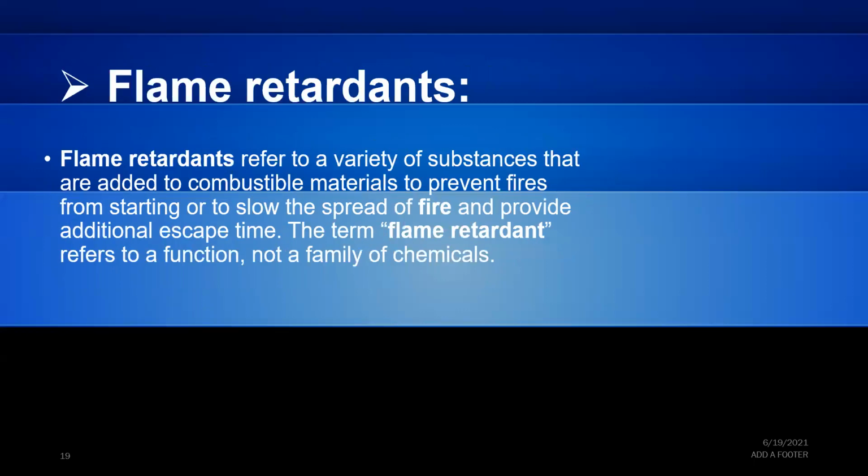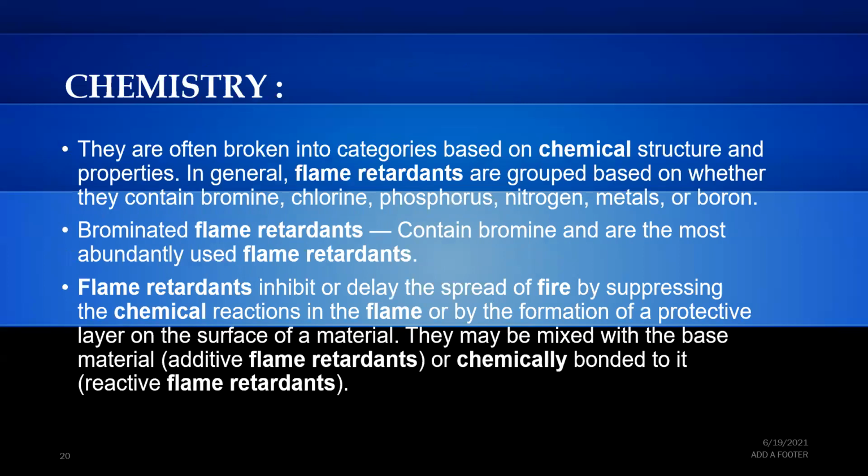And next is flame retardant. Flame retardants are a variety of substances added to combustible material to prevent fire from starting or to slow the spread of fire, providing additional escape time. The term flame retardant refers to a function, not a family of chemicals. So, in the chemistry of flame retardants, they are often broken into categories based on chemical structure and properties.